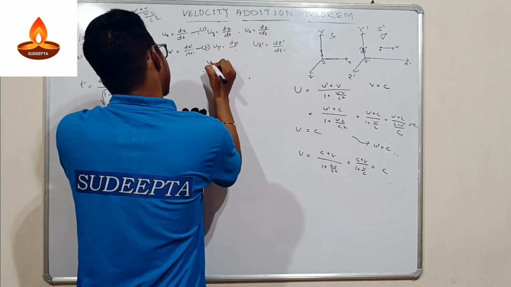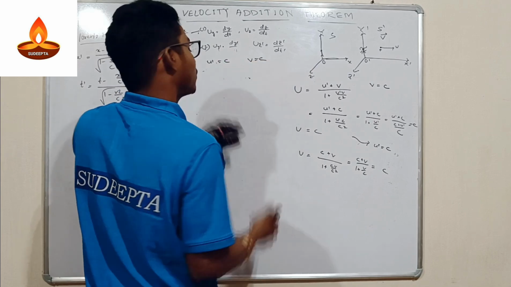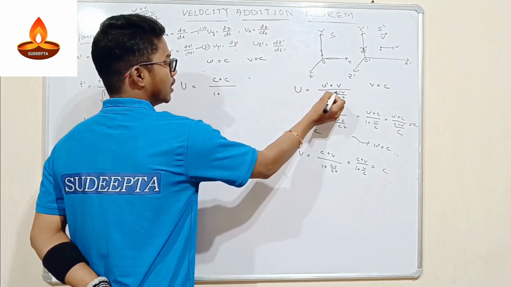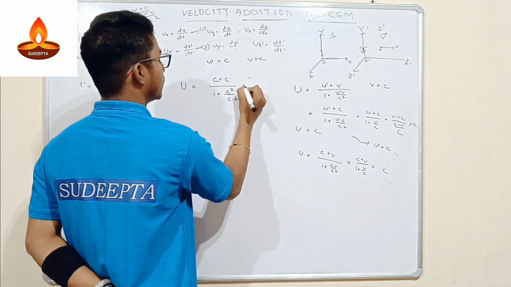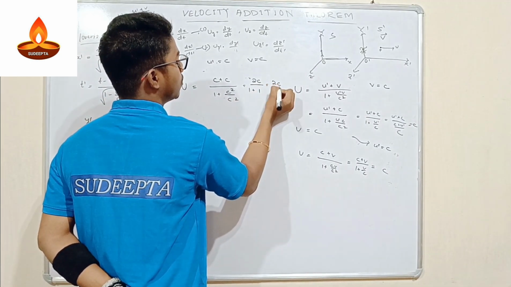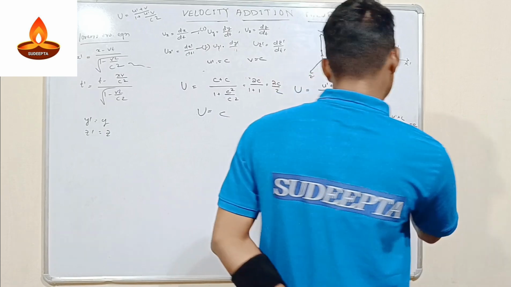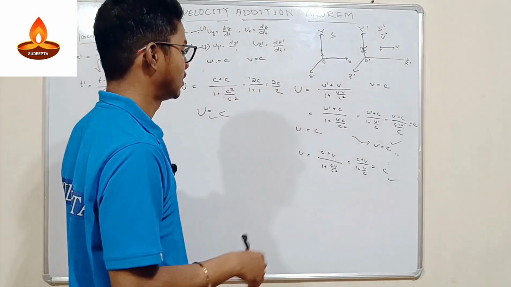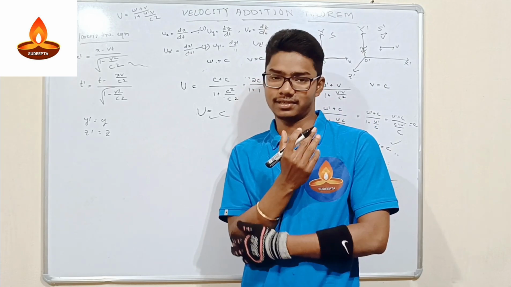If u dash is c and v is equal to c, both are c. That is u is equal to c plus c upon 1 plus u dash v upon c square, both are c, that means c multiplied by c, that is c square upon c square, that is 2c upon 1 plus c square upon c square, that means 2c upon 2, that's equal to c. That means here also u is equal to c. The first scenario u dash is equal to c, the second scenario u is equal to c, the third scenario u is equal to c. What happened here? That means the speed of light is constant.